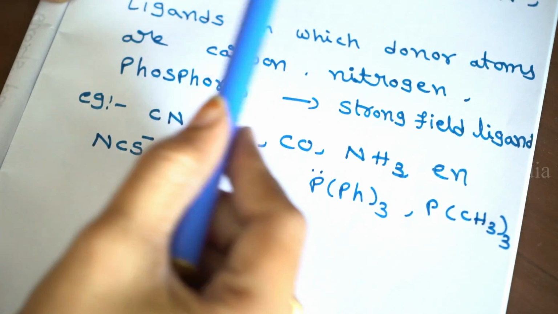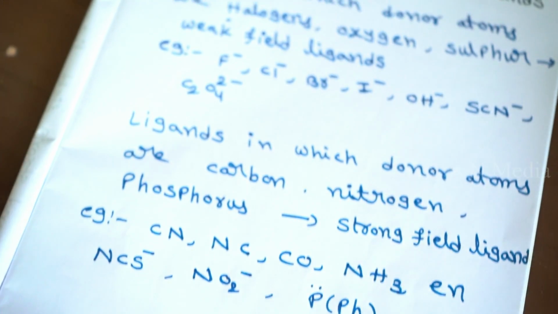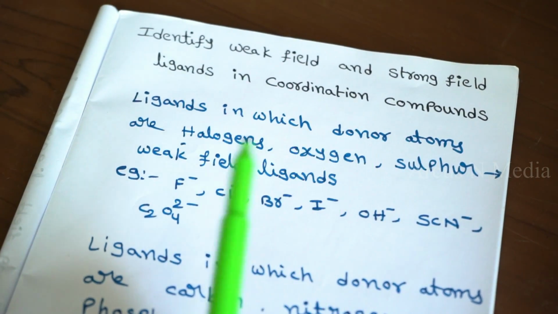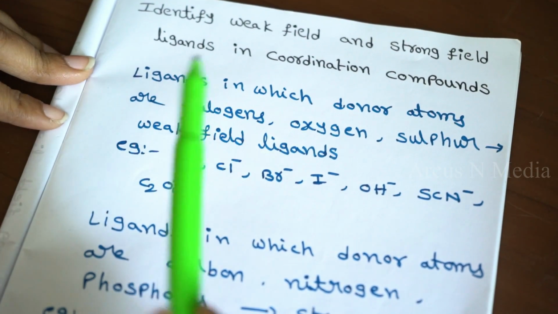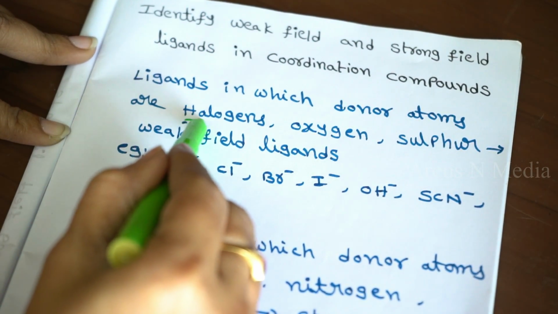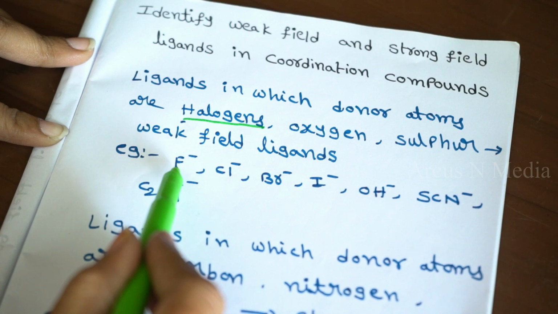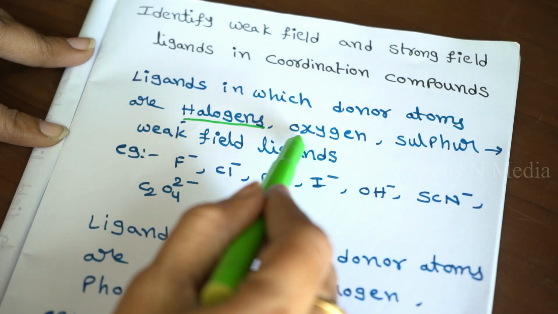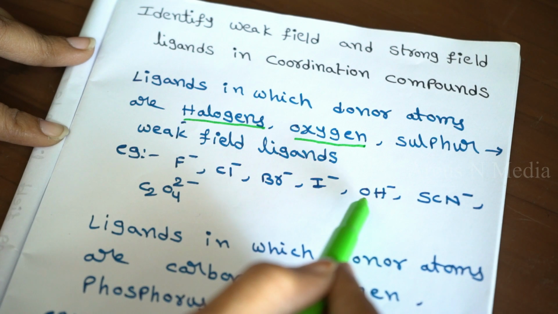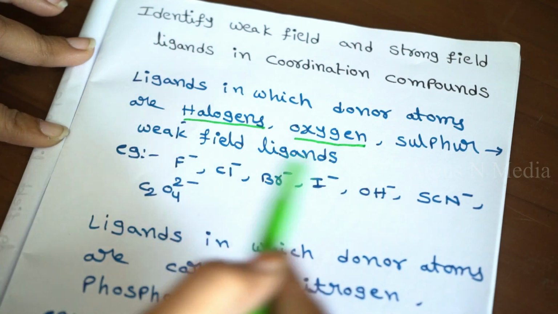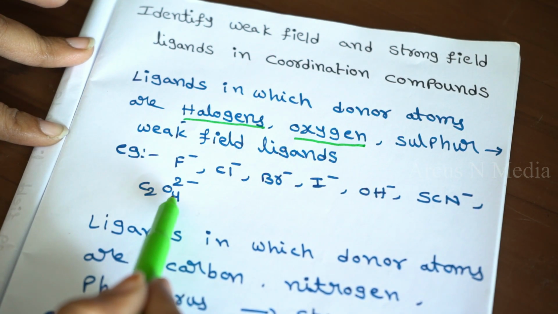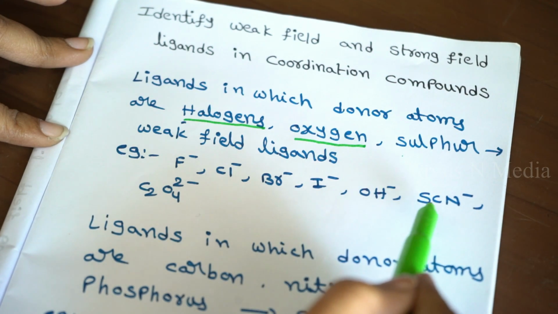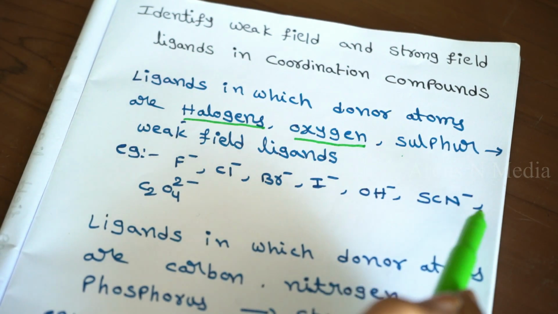Once more, we'll see. So what are the weak field ligands? Which elements will be present in the weak field ligands? Halogens like fluorine, chlorine, bromine, iodine. Oxygen will be the donor atom, like in hydroxide ion and oxalate ion. Oxygen is the donor atom. And sulfur. Sulfur means thiocyanate ion.